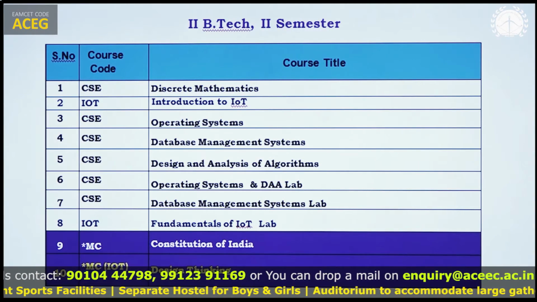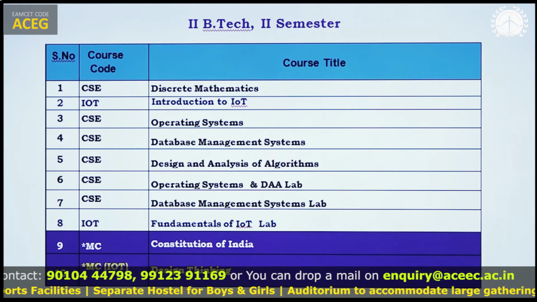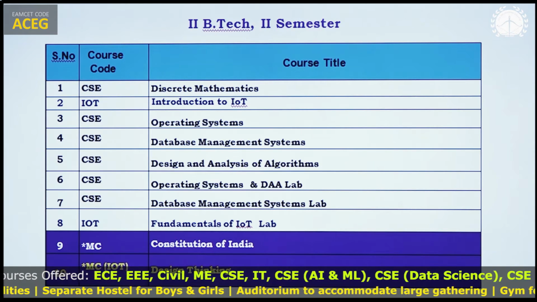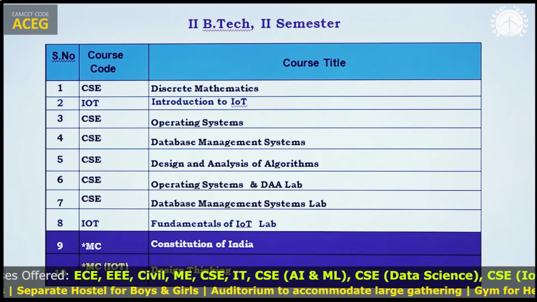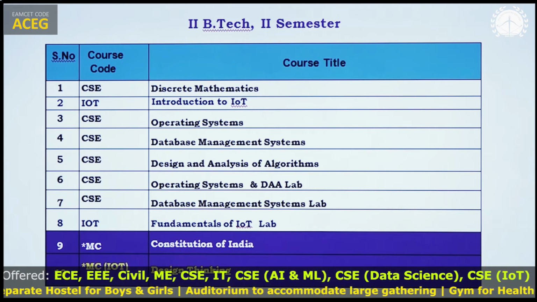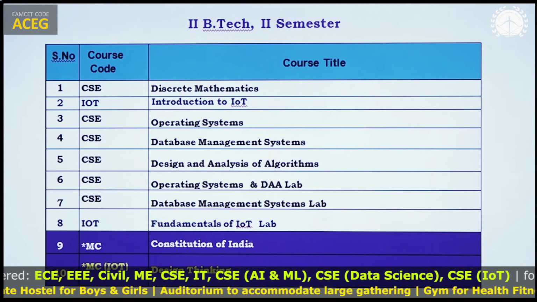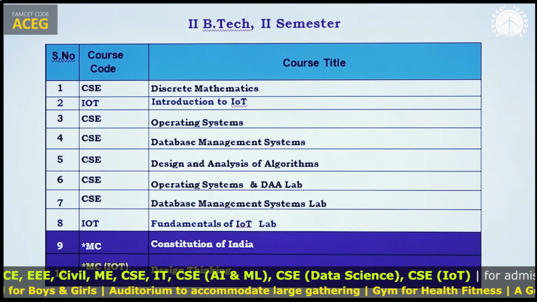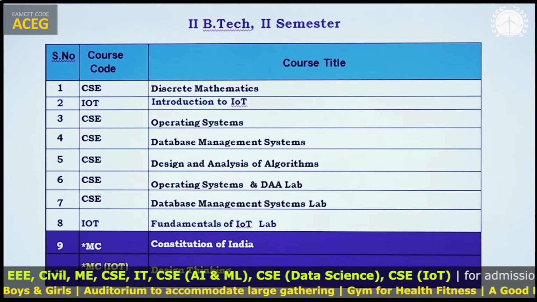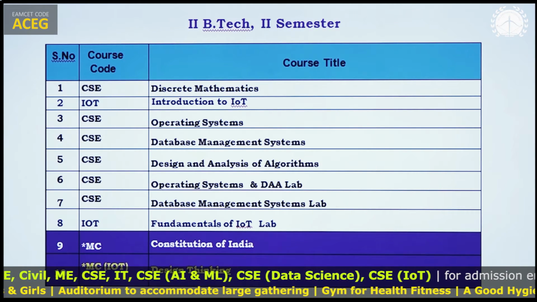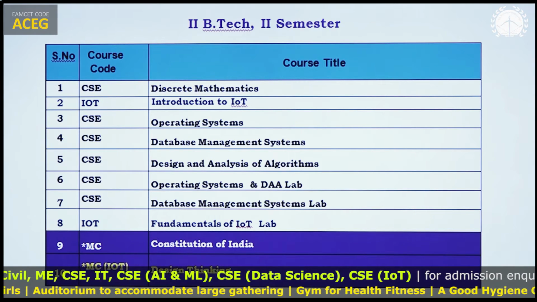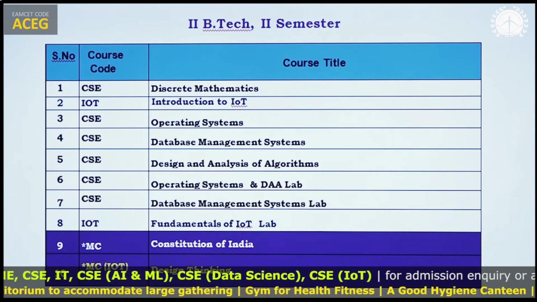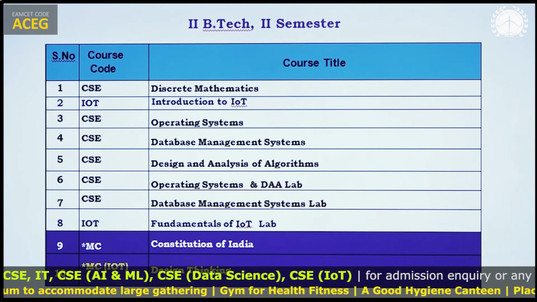Go to the second year second semester. CS subjects are discrete mathematics, operating system, database management system, design and analysis of algorithms, and labs: operating system, DA lab, DBMS lab. And one more important thing, we are introducing an IoT subject in the 2/2 semester itself along with design thinking. This is a very important subject for IoT students. Other courses are not offering the design thinking subject.